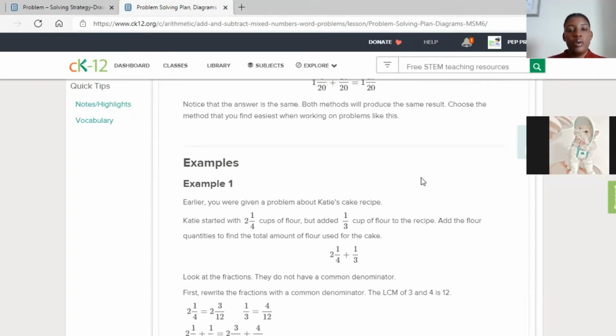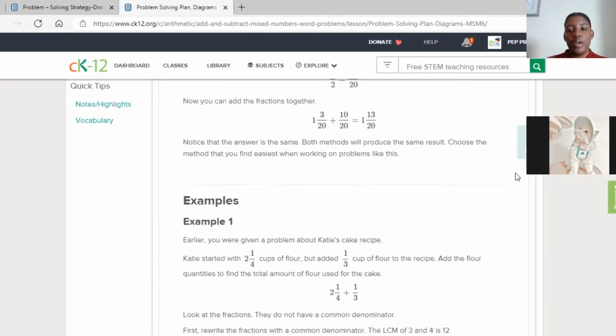Yes, Miss. So the problem with Katie's recipe is that she started out with 2 1/4 cups of flour, but then added 1/3 cup of flour to the recipe. So in order to get the answer, we know that we need to add the quantities to find the total amount of flour she used. So we're going to be adding 2 1/4 plus 1/3, right? But we're not going to be using the method where we generally add. What we're going to be doing is to draw a diagram to solve our problem, all right?